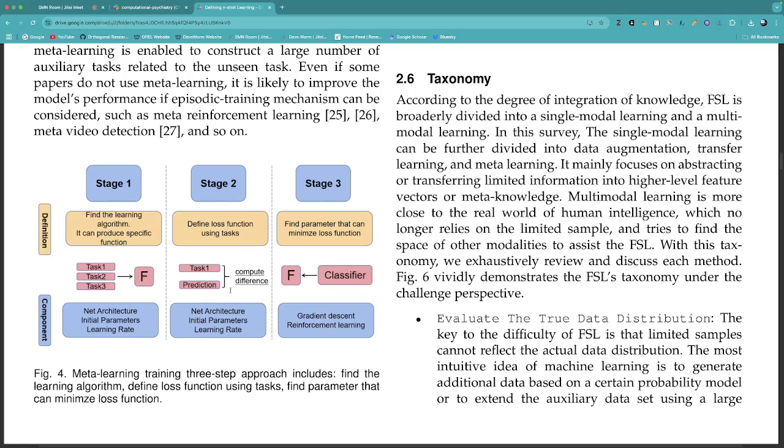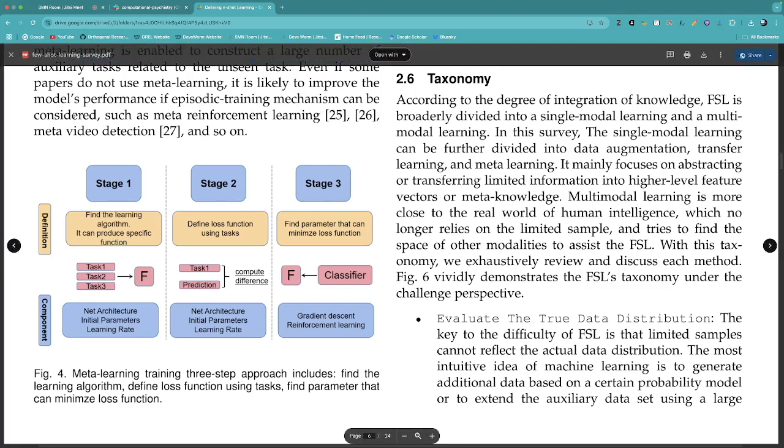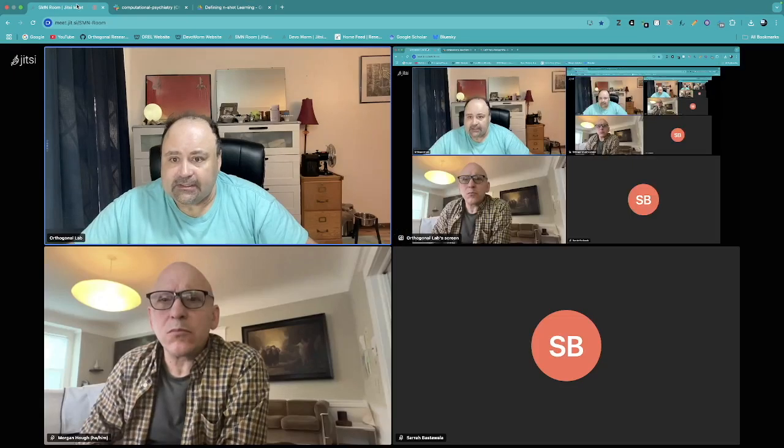And then stage 3 is where you find the parameter that can minimize the loss function. So you use some classifier that can minimize the loss function. This involves gradient descent and reinforcement learning. So that's what meta-learning is, and there are different variations on it, like meta-reinforcement learning, meta-video detection, and so on. So I think that's enough on that topic.